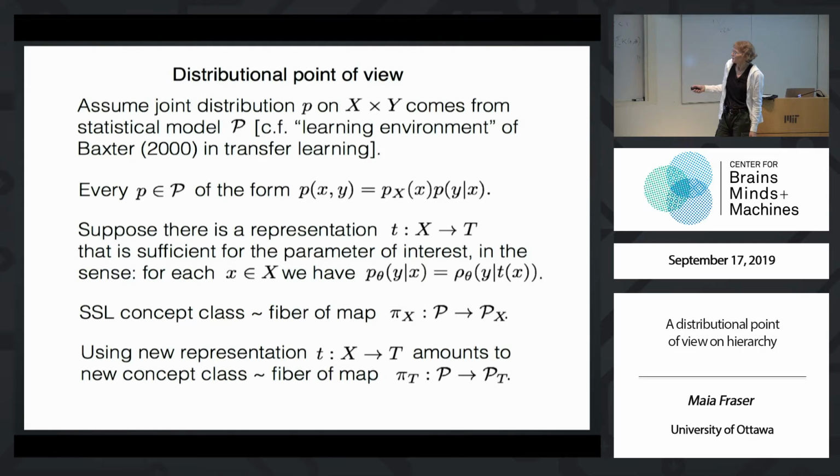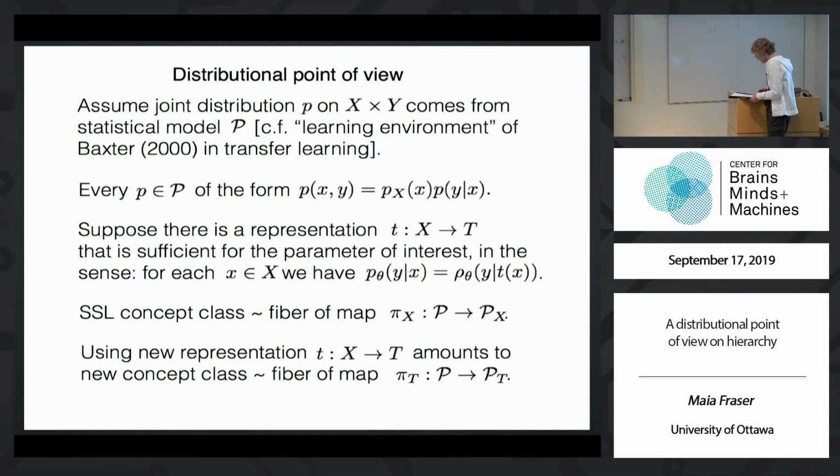So here I would just be writing this expression as p of t,y is equal to p sub t of t, and then times p of y given t. A very analogous expression would hold. And similarly, then we would be searching in a fiber of this map.